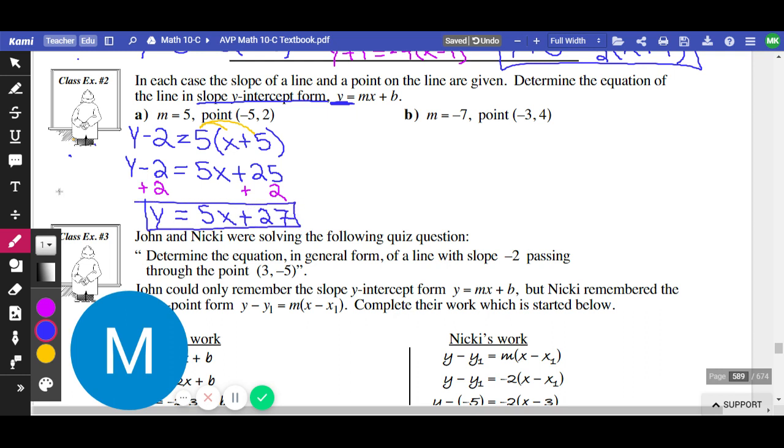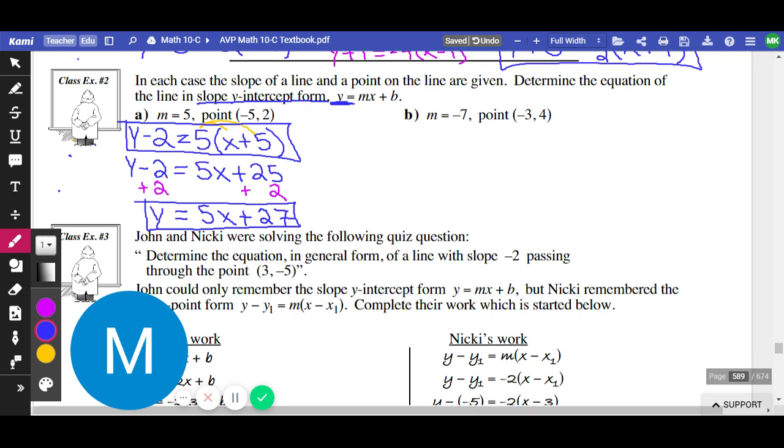These equations are the same equation. Right? They create the same line. They're just in different formats. One of them is slope point form, we then change it into slope intercept form. Different format, same line.